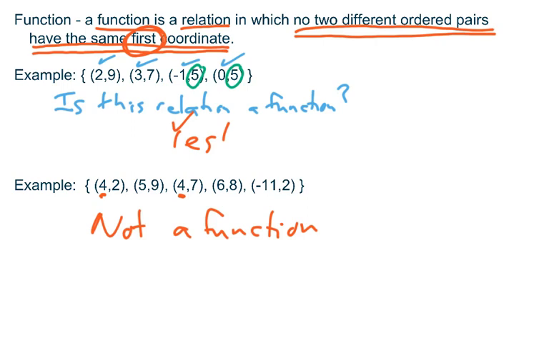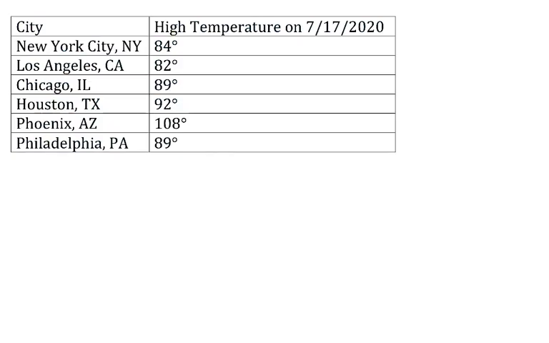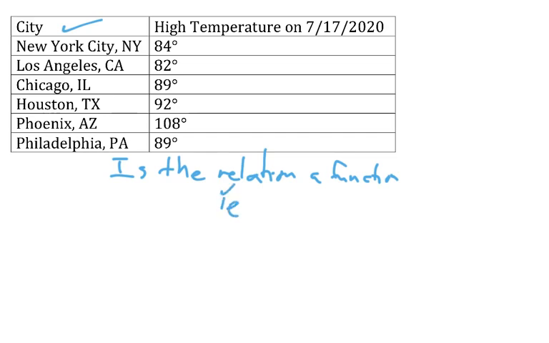Let's look at some of the relations that we defined in different ways. And the question again is: is the relation a function? And I think I'll explore a little bit why the definition is so important. Is the relation a function? Do any of these ordered pairs have the same first coordinate? Remember, the first coordinate would be the name of the city. Do any of those cities show up twice? No, they do not. So yes, this is a function.